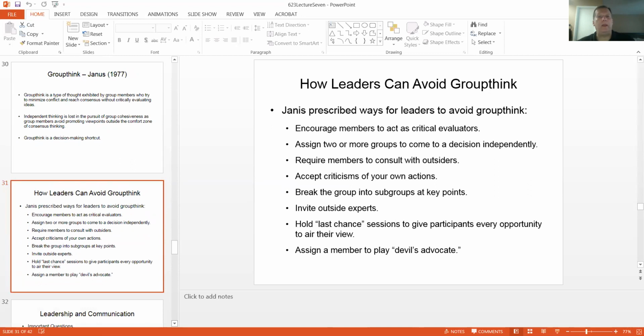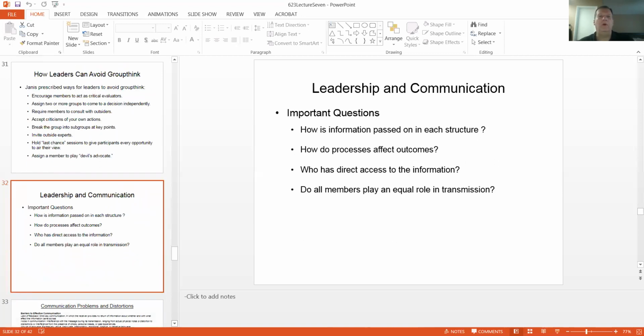Leaders can avoid groupthink in a variety of different ways. They can encourage members to act as evaluators. Sometimes you assign members of your group to come to a decision independently. I won't go through them all, but the one thing I like the best is the one at the bottom: assign a member to play devil's advocate. When you have someone who, despite what the rest of the group is saying, says, well, what about this? Well, what if this happens? And really forces the group to think critically and to evaluate other ideas to help break this whole mentality of groupthink. And so it's important to try and avoid that as one of the major dysfunctions of groups within organizations.